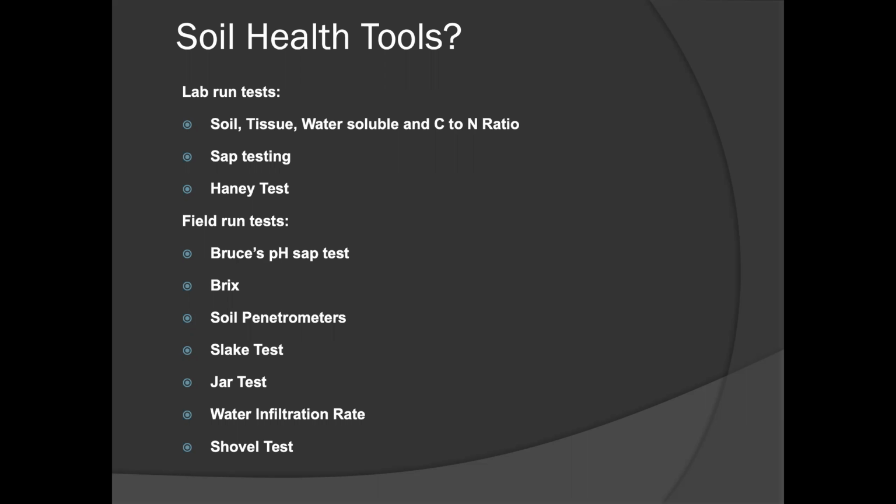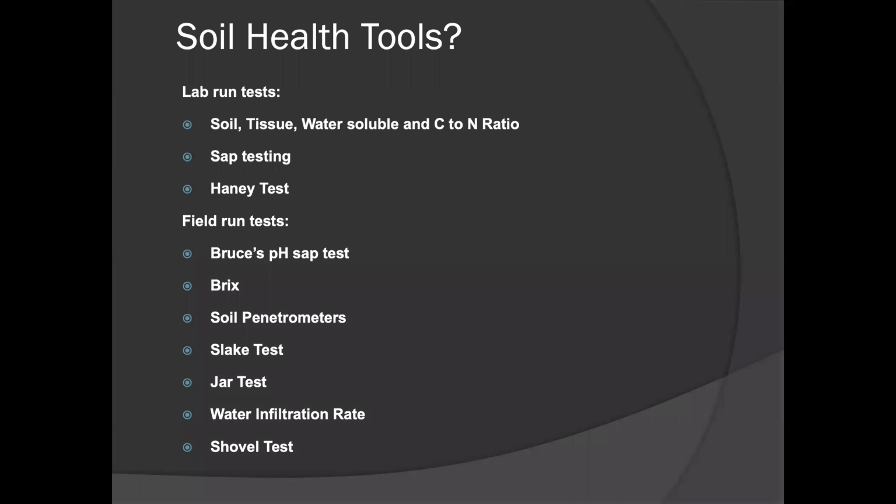The Haney test is just another type of nutrient test. It's basically considered a green tech test. So it's basically something that you can do, and it does require a lab to do it in most cases. So that's another test. Field run tests.